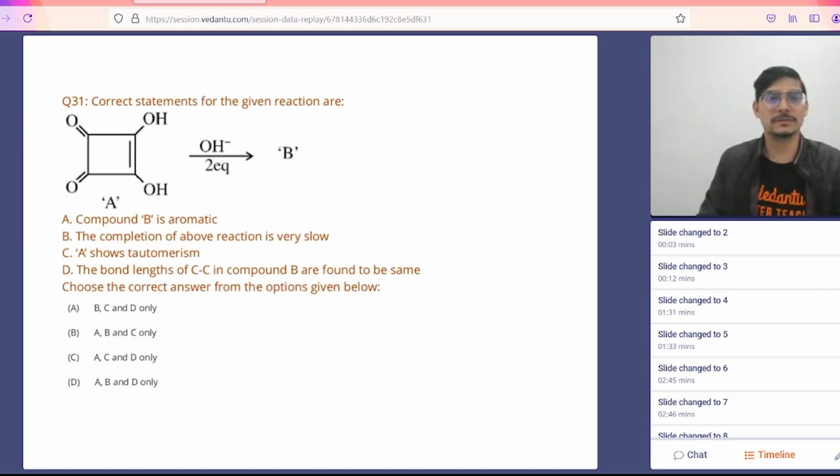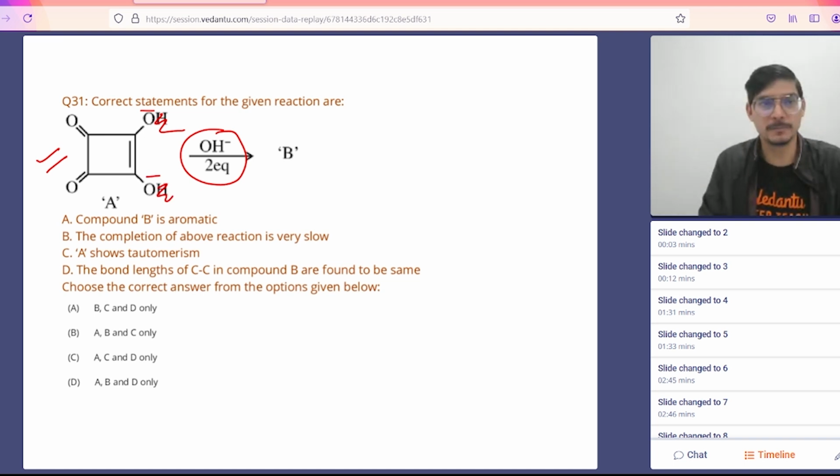Moving to the next question. In this molecule, when we react this with two equivalent of base, both these acids are ionized. We have O minus. You can see in this four-membered ring, all the four carbons are sp2 hybridized, and there are only 2 pi electrons. This satisfies the criteria for aromaticity. So compound B is aromatic. Statement A is correct. That rules out the first option as the correct answer.